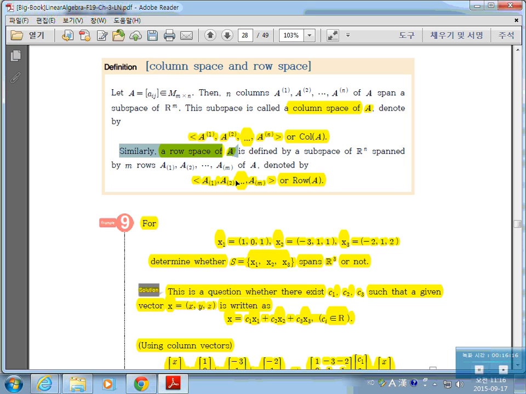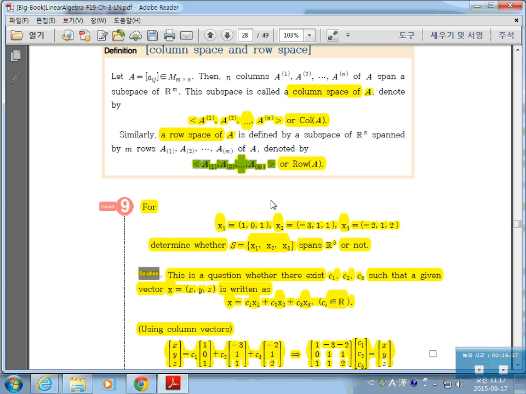Similarly, the row vectors of A are in Rn, and they also span a subspace. We call it the row space of the given matrix A. So the m rows of A span a subspace which is the row space of A, which can be written in this way. So if you have a matrix, then we can find the RREF, we can find the column space of A, and we can find the row space of A.